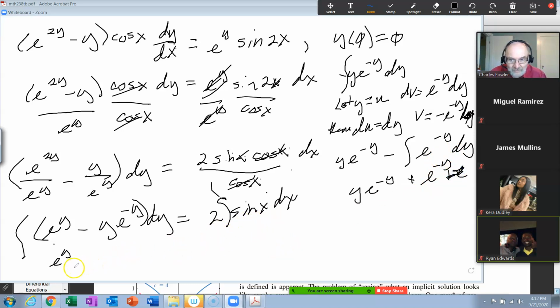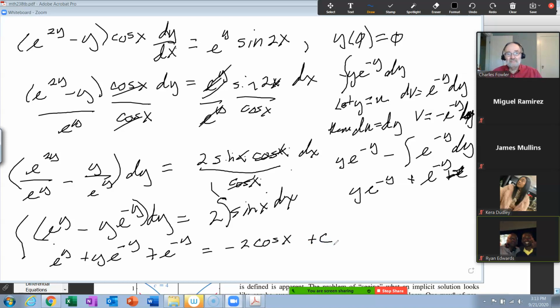So this was the e to the y that we had there, and then this will be plus y e to the minus y plus e to the minus y is equal to, antiderivative of sine is minus cosine, so this will be minus 2 times the cosine of x. Now we can put our plus c.